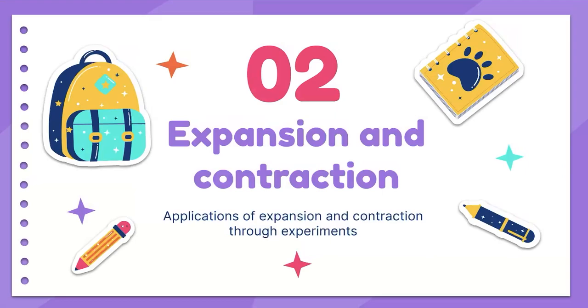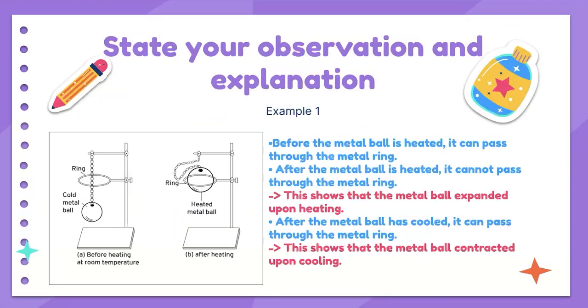Let's move on to the second part. Expansion and contraction, application of expansion and contraction to experiments. Here is our first example, the ring and the ball experiment. You may be familiar with this before, but let's just take a look at it and familiarize ourselves with it.